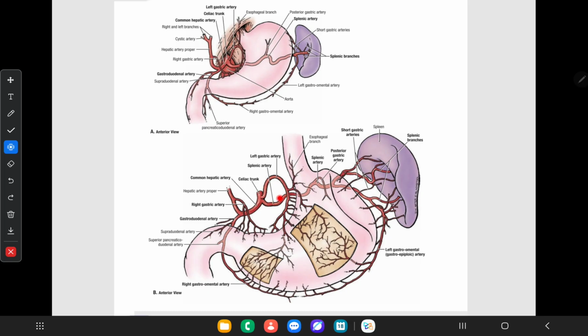Then the splenic artery has a tortuous course behind the stomach in the stomach bed, and it gives branches to the pancreas, and also it gives a branch as the left gastroomental or left gastroepiploic artery to anastomose with the right gastroepiploic artery in the greater curvature of the stomach, and gives off splenic branches as well as short gastric arteries. That's all about the celiac trunk and its branches. Hope you clearly understood the blood supply of the foregut structures.